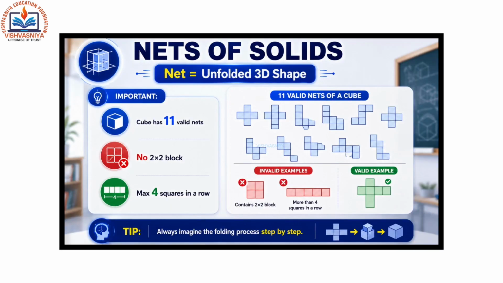A net is the unfolded form of a three-dimensional solid. When folded properly, the net forms the original solid. For cubes, there are exactly 11 valid cube nets. 2 important rules help eliminate wrong options quickly. First, a valid cube net cannot contain a 2 by 2 square block. Second, it cannot have more than 4 squares in one straight line. Always imagine the folding process step by step.